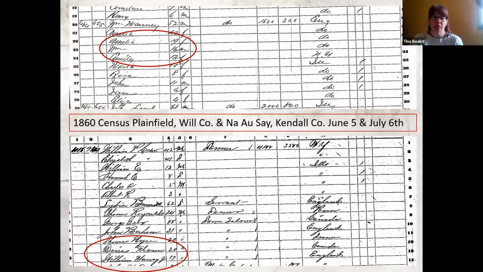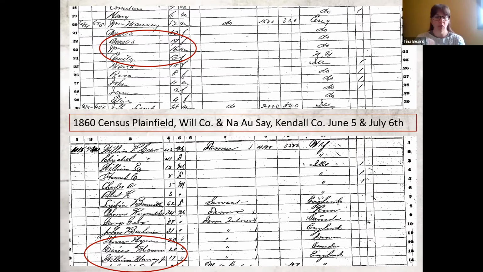Okay, so I talked about the chance of somebody being recorded on the census more than one time. So here's an example of that. I've got William Murray and his wife Amelia, and then their children, Amelia Murray, William Murray, Emily Murray, Maria Murray. And William Jr. is 16 years old, and he is being accounted for in his father's household in Nausea Township, which is in Kendall County, on June 5th of 1860.